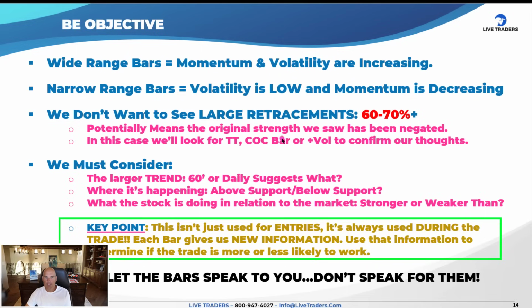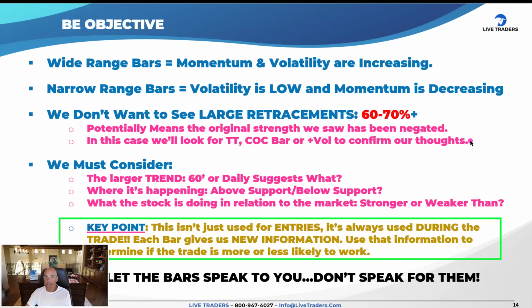So potentially the original strength we saw has been negated. In this case, we'll look for a topping tail, change of color bar, or volume to confirm our thoughts. Why do I say this? Because if you're in a trade that's supposed to go higher and you see a massive topping tail, or you're green and you see a red change of color bar, or a lack of volume, you might just raise that stop up, and it might help you save some money.